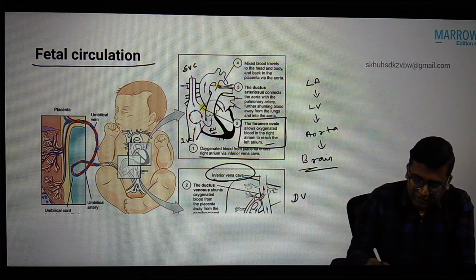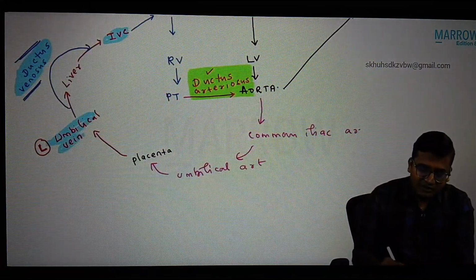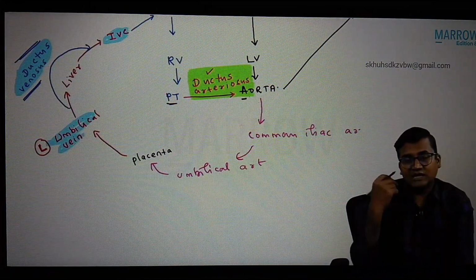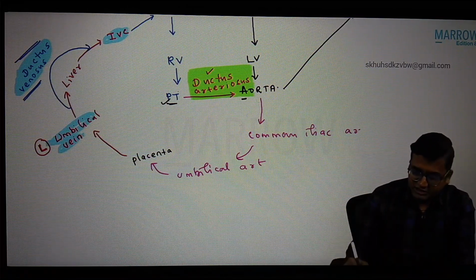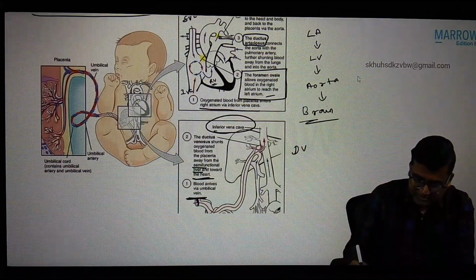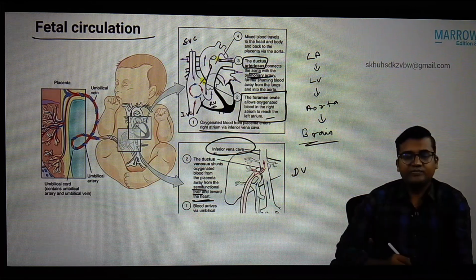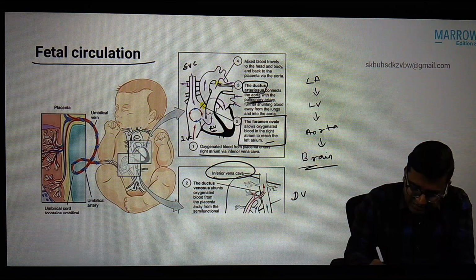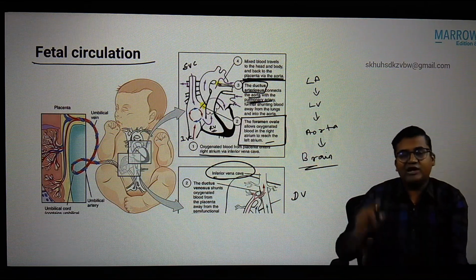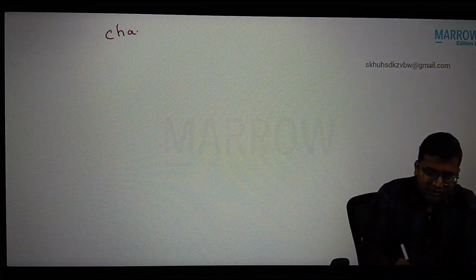Now, from the pulmonary trunk to the aorta, we have a connection. What is that? Ductus arteriosus. So why do we have a shunt between the pulmonary trunk and the aorta? Because the lungs will start their function only after birth. So the blood from the pulmonary trunk is shunted to the aorta through the ductus arteriosus. The ductus arteriosus connects the aorta and the pulmonary trunk. Then the last one: the mixed blood goes to the head and neck and back, and it returns to the placenta via the aorta. So, the aorta, the common iliac artery, the umbilical artery, and then to the placenta. Okay? Now, next we are going to discuss an important topic.